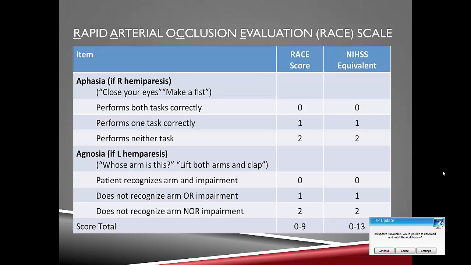Next would be looking at agnosia. The two things you would ask there are, whose arm is this? So you're pointing to the patient's arm. And then you also instruct the patient to lift both arms and clap. These are essentially looking at higher functioning levels to see if there is any impairment. So if the patient recognizes the arm and the impairment, then he or she would get a 0. If they're only able to do one, they would get a 1. And if they were not able to do either, or did not recognize their own arm and could not follow the command, then they would get a 2.